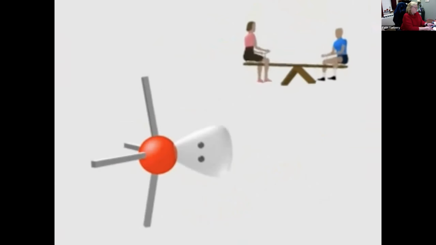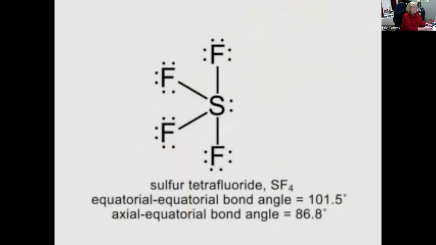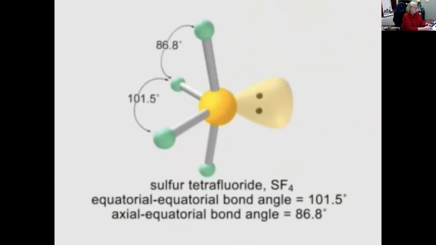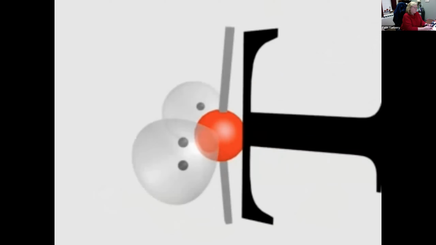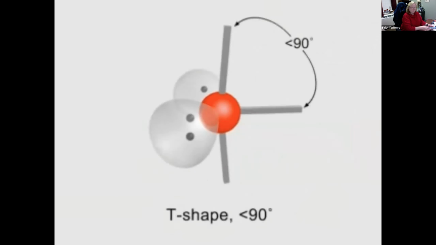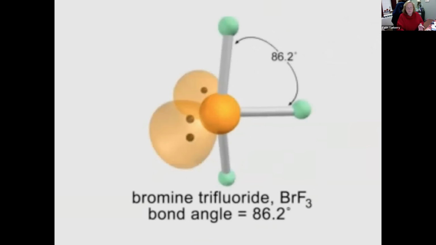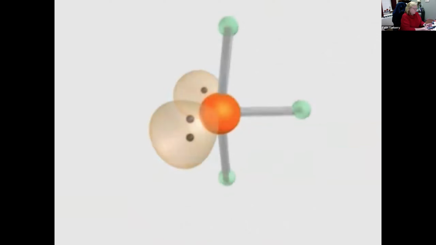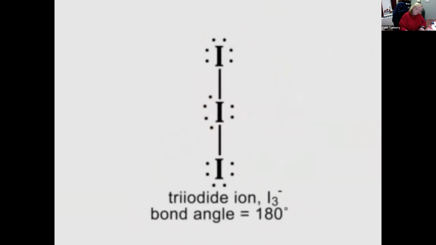With one lone pair, the object has a seesaw shape. Sulfur tetrafluoride is an example. With 2 lone pairs, the object is T-shaped, and the 2 remaining angles are less than the ideal 90 degrees. Bromine trifluoride is a T-shaped molecule. The final shape in the trigonal bipyramidal arrangement occurs when a third equatorial lone pair repels the axial groups to 180 degrees. The object has a linear shape, as in the case of the triiodide ion.